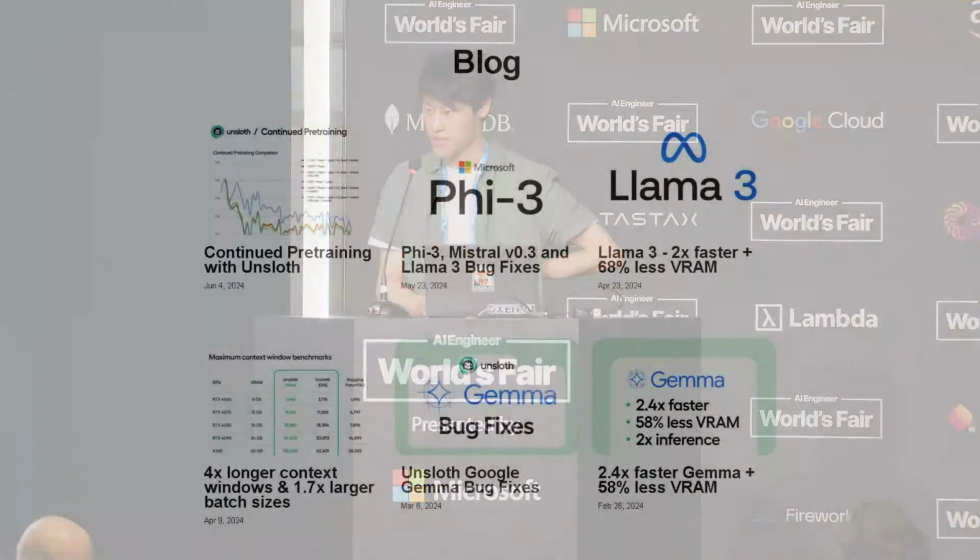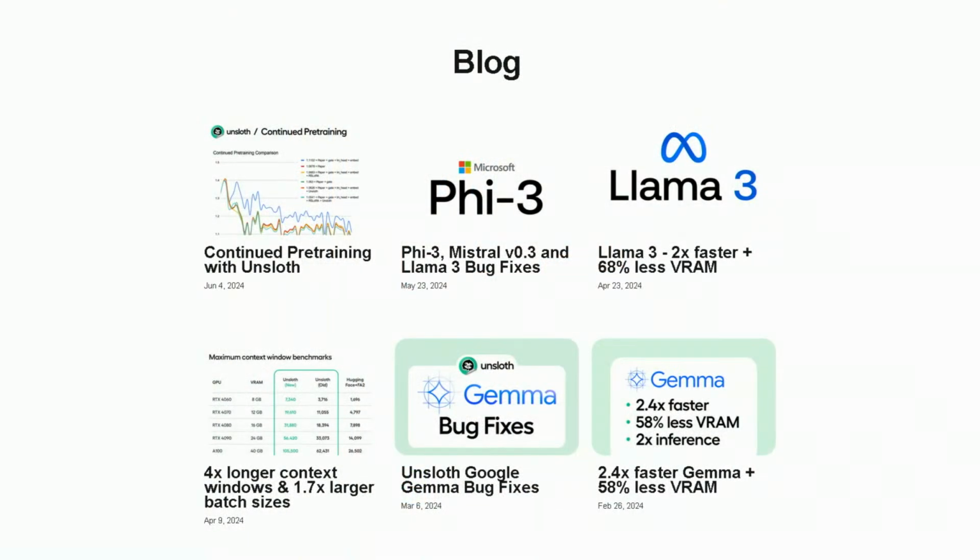We also have blog posts about all our fixes, about Gemma, Llama 3, Phi 3, and more. For example, we talked about continued pre-training. You can do continued pre-training using unsloth now. You can train on the LM head and the embed tokens. And we show that instead of just training like that, you need to reduce the learning rate of the LM head and the embed tokens by 10, or maybe 5 to 10. And this will make your training much better.